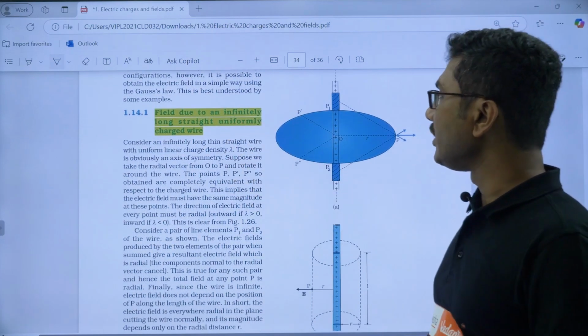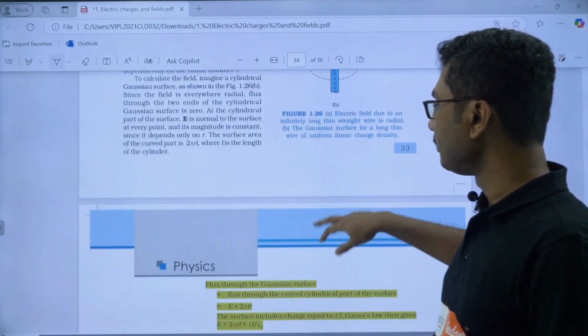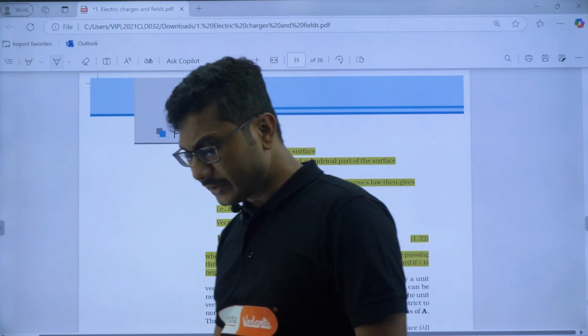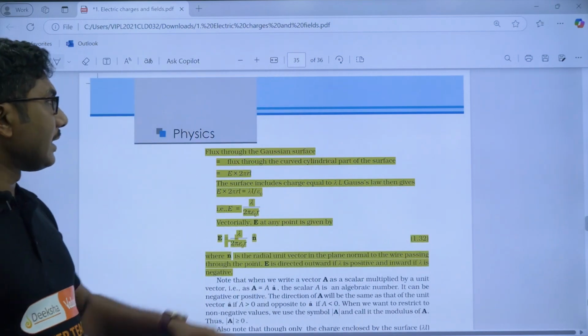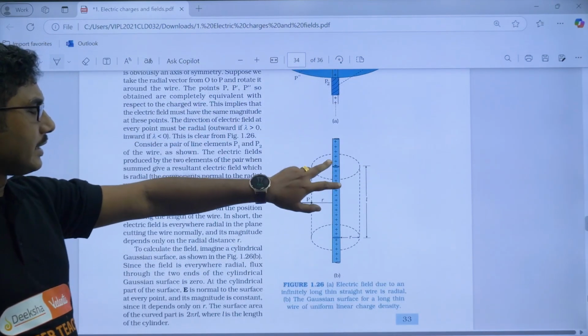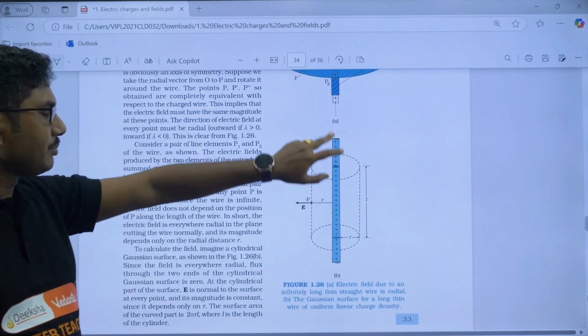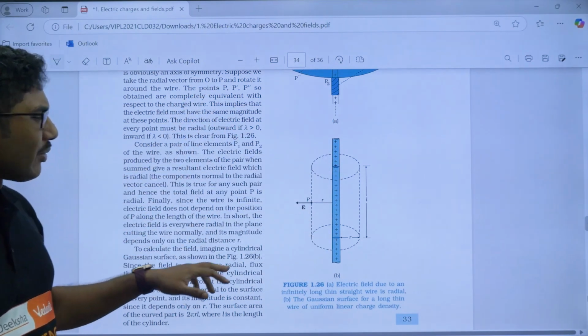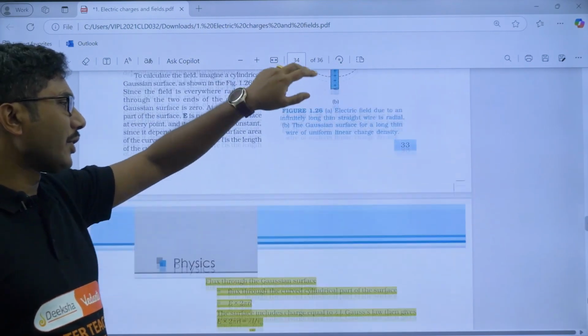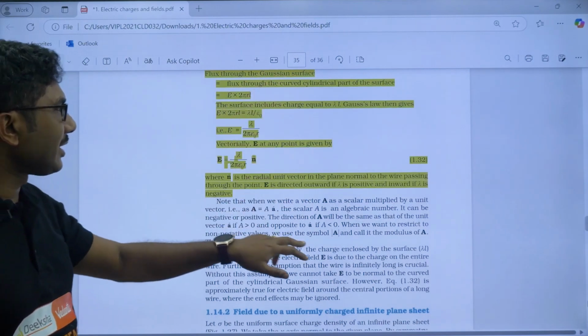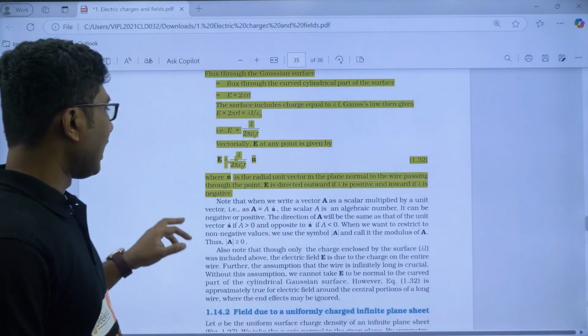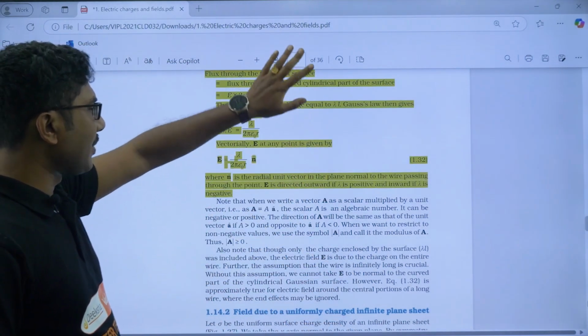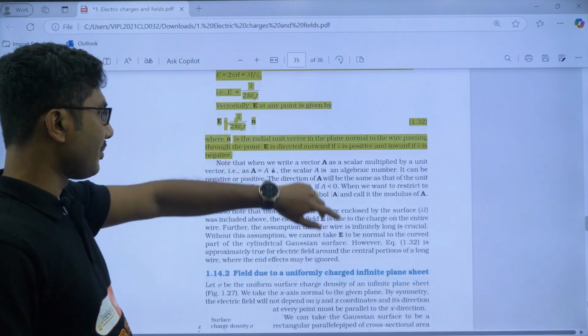The first one is the field due to an infinitely long straight wire. This is the derivation for that. You can remember the derivation. This diagram is important. This is the diagram, not this one. You have to read it once to understand what you have to write. You have to mention the variable names, right? Where n is etc. This is just part of the derivation. You can practice it from here.